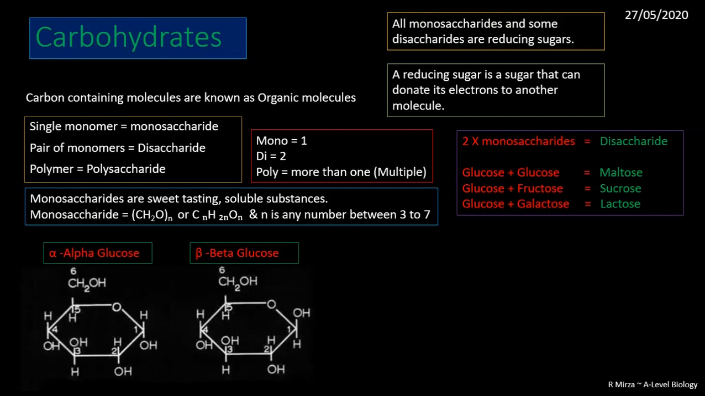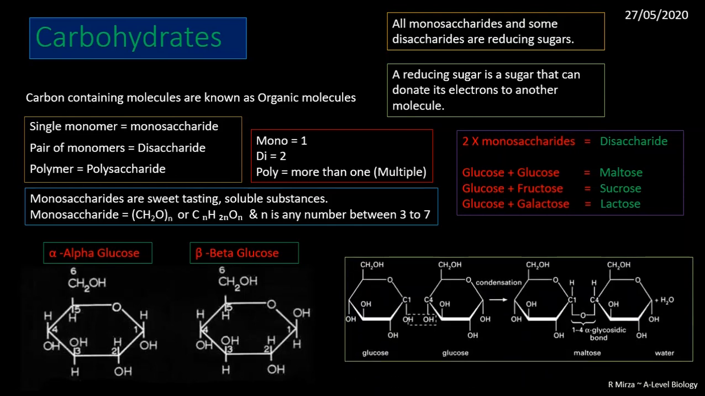Finally, we'll look at how these monosaccharides are bonded together. They are joined up by a glycosidic bond, which always occurs between the first and fourth carbon of two monosaccharides. This is a condensation reaction, so therefore water is released as a byproduct in this reaction.